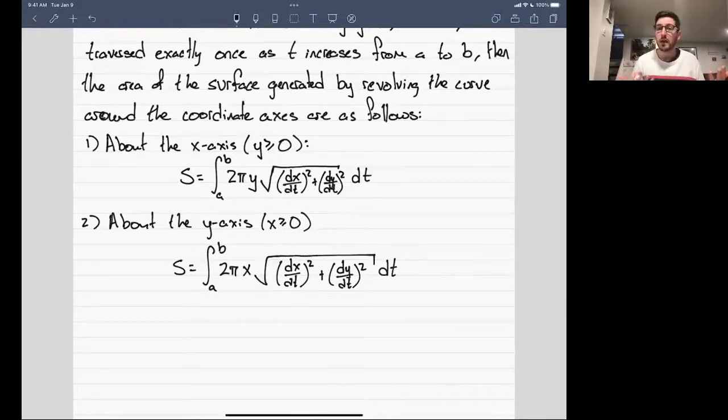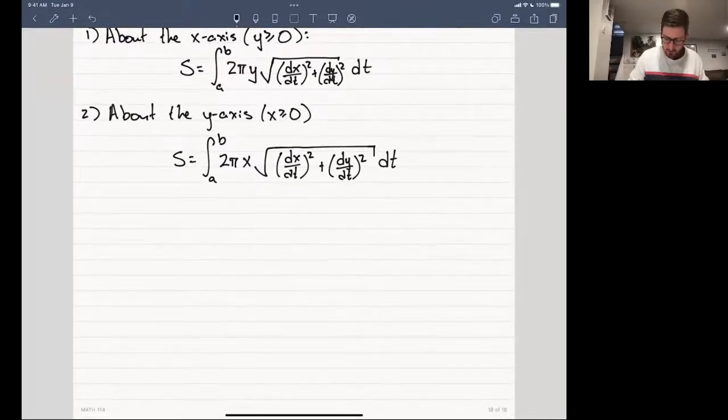Let's just do an example. Let's see it in practice, right? We have a nice formula in this case. Let's put it to use. Let's play with it a little bit and see how it works.